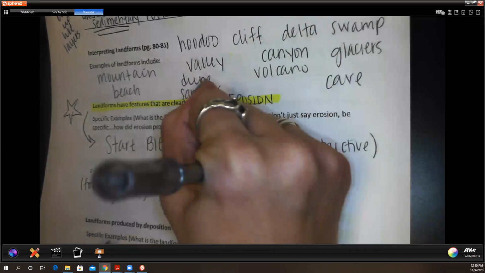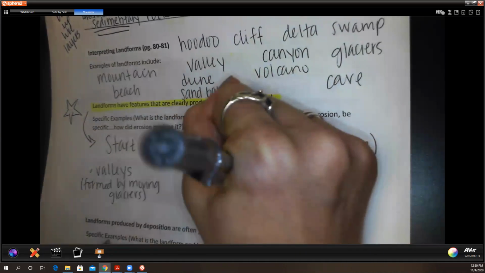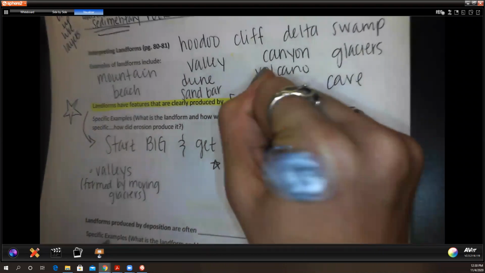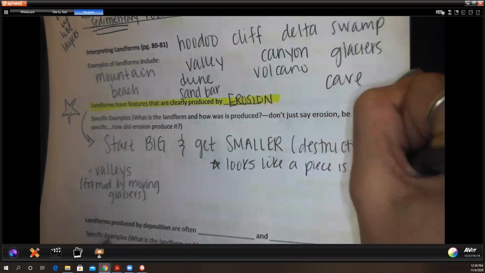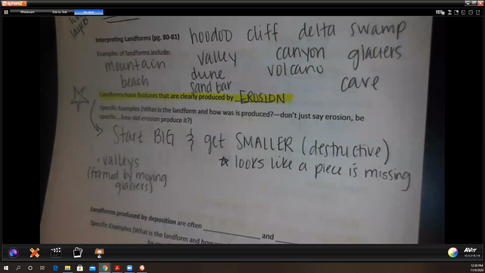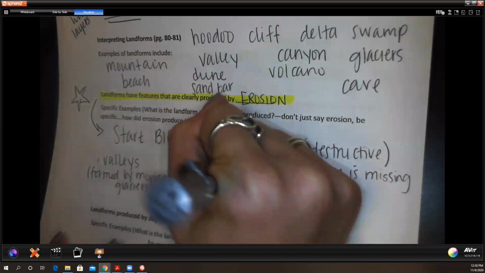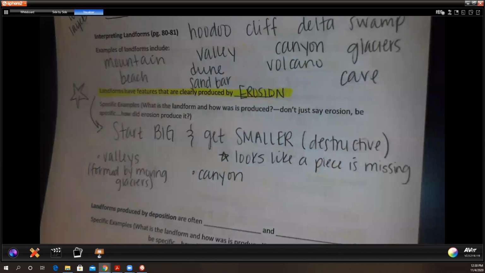I like to say it looks like a piece of it is missing, because it's destructive. If I'm destroying something, it means I'm breaking something. Canyons remind me of if I had a brand new tub of ice cream, and I took a spoon and carved some of it out, I could form a little canyon of ice cream. It looks like I took a big chunk out of the rock, doesn't it? Yeah.